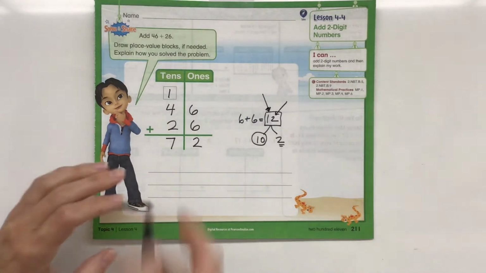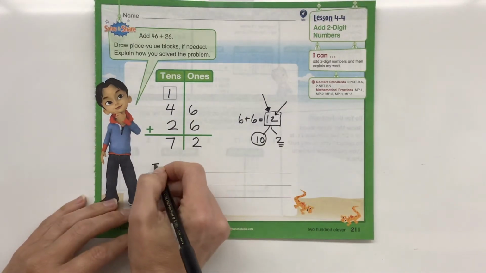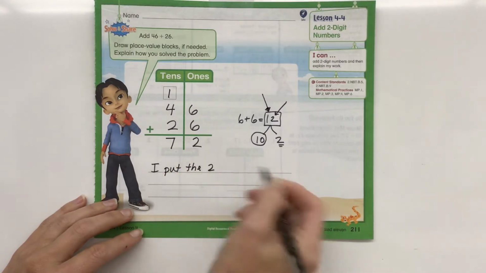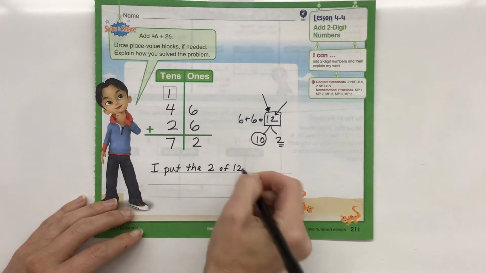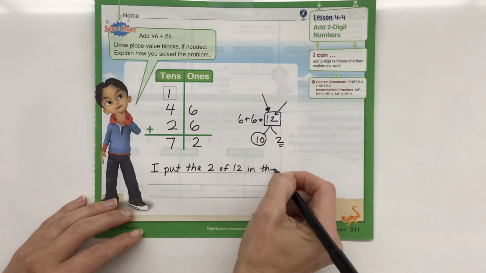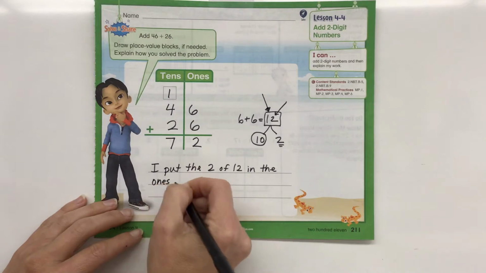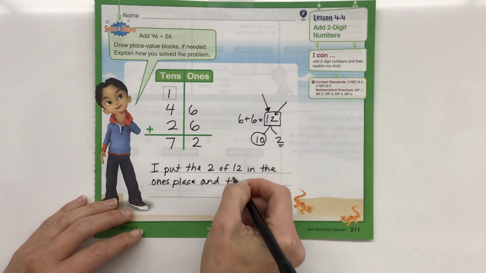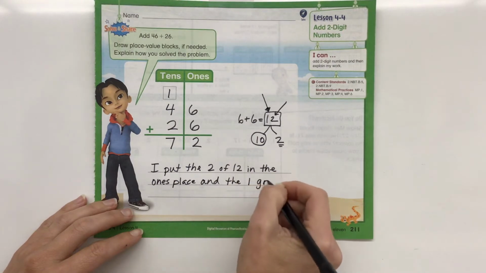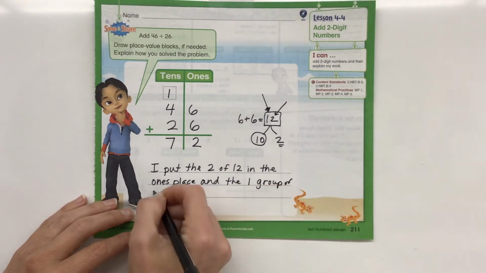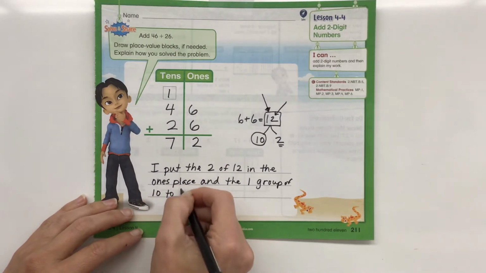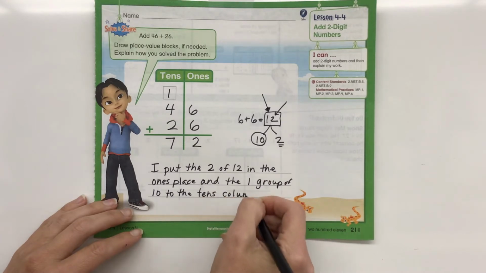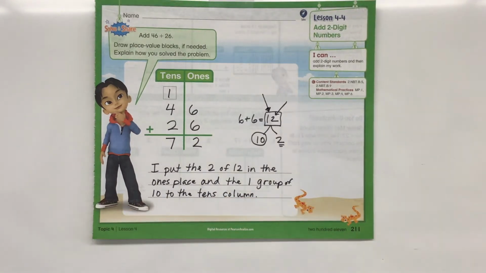Okay, so there's a lot of things we could say. I could say, I put the 2 of 12 in the ones place, right? And the one group of 10 to the tens column. So we regrouped right there, okay?